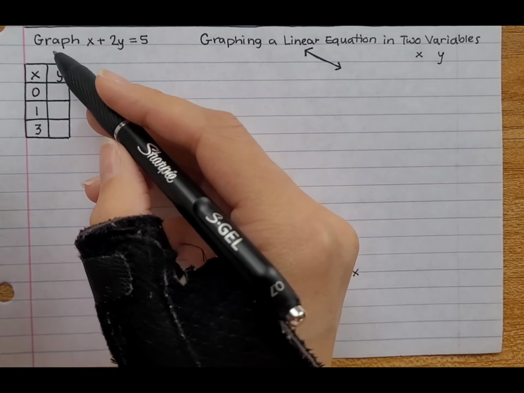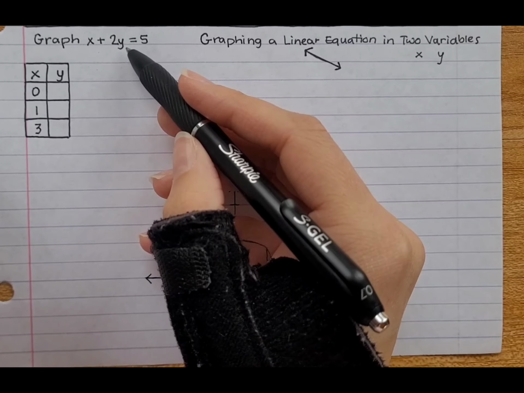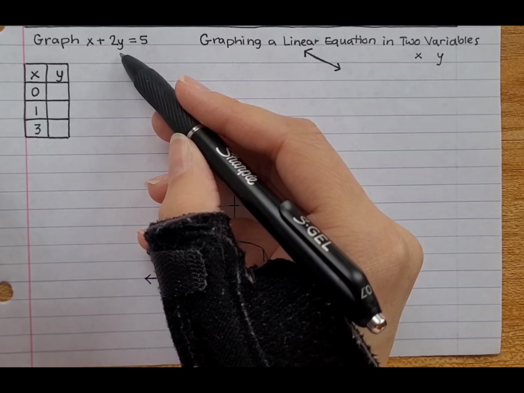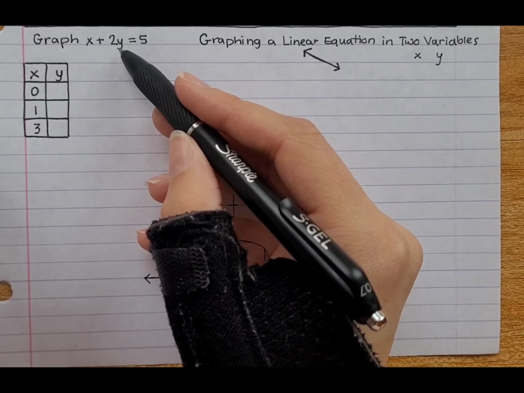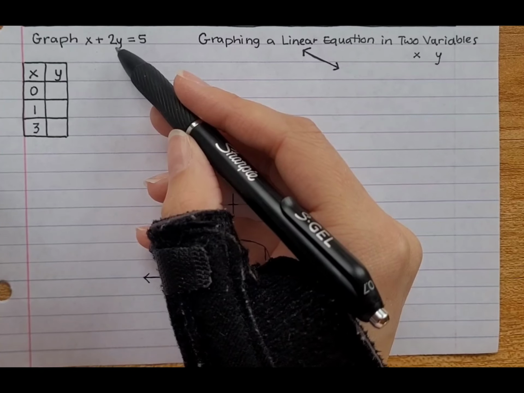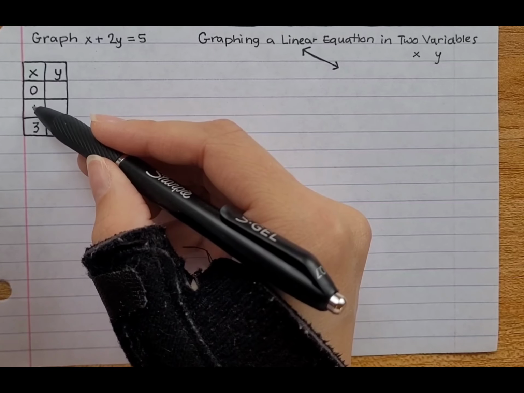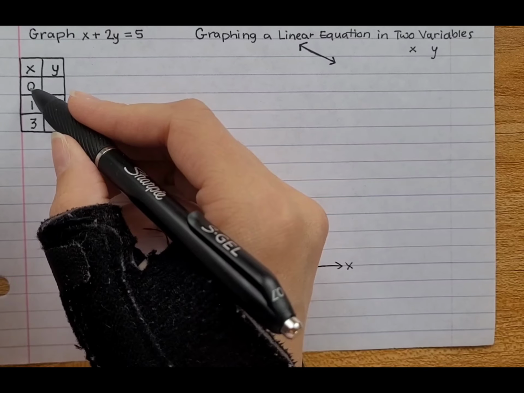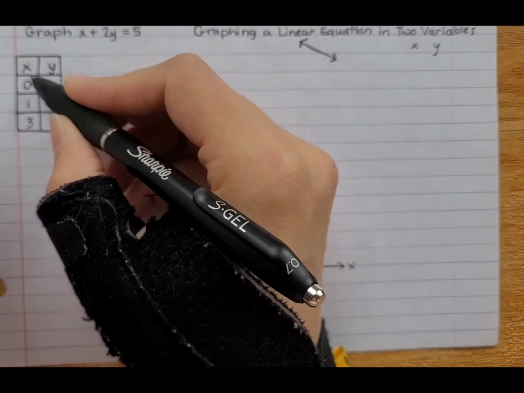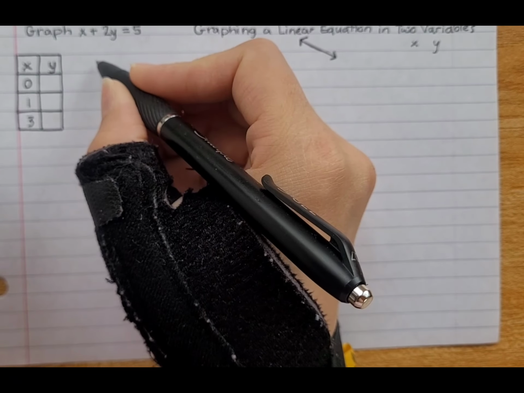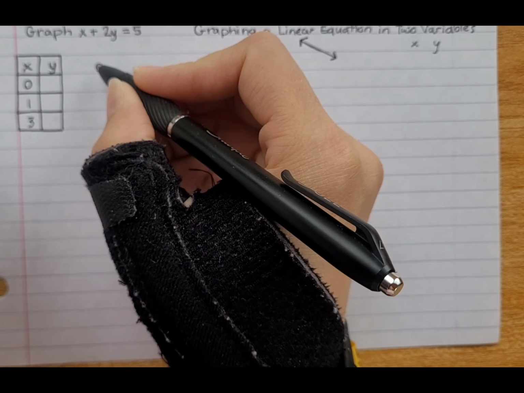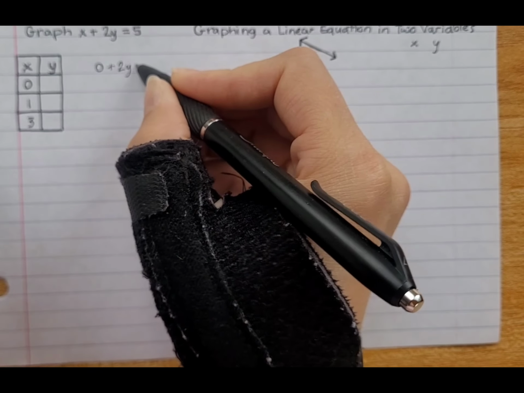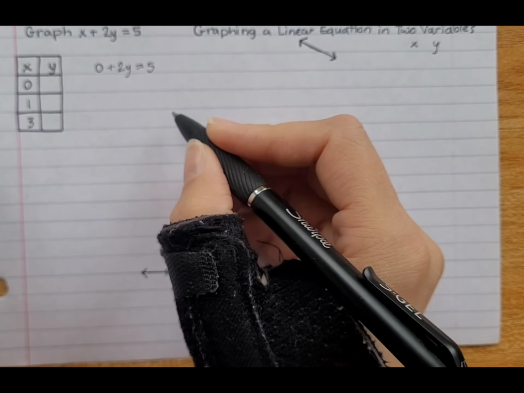Now, one way of graphing a linear equation is to first solve for y. However, in today's method, we are not going to need to solve for y. We are simply going to substitute in these numbers for x. Let's get started with x equals 0. So when x equals 0, we will put that in. x equals 0 plus 2y equals 5.